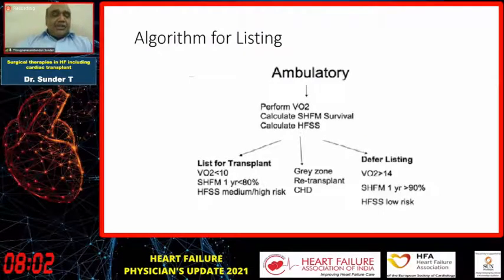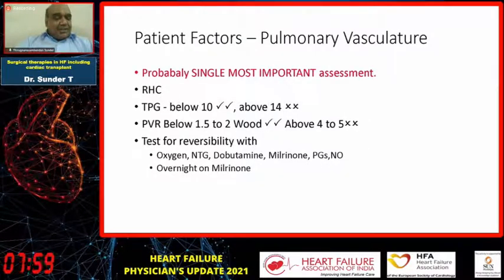So the single most important thing about heart transplant is the development of pulmonary hypertension. Pulmonary hypertension in the initial stages can be reversible, but in the long run, it becomes irreversible. So if there is irreversible pulmonary hypertension and you do a heart transplant, the right ventricle of the transplanted heart will fail. It will need support such as an RVAD, or maybe you may lose the patient. So we measure what we call the pulmonary vascular resistance. If it is less than 1.5 to 2, it is good. More than 4 to 4.5 is not good. We test using NTG, dobutamine, milrinone, nitric oxide.